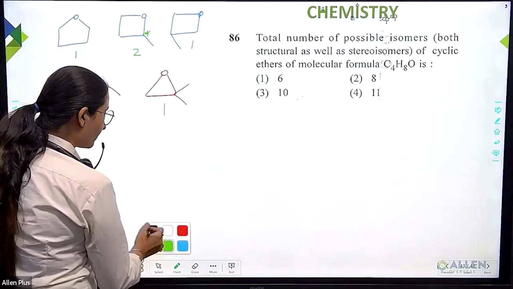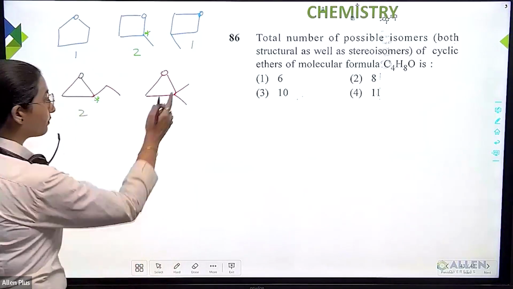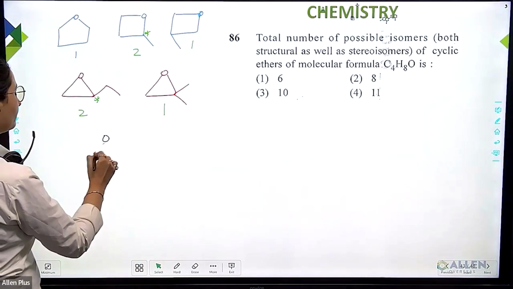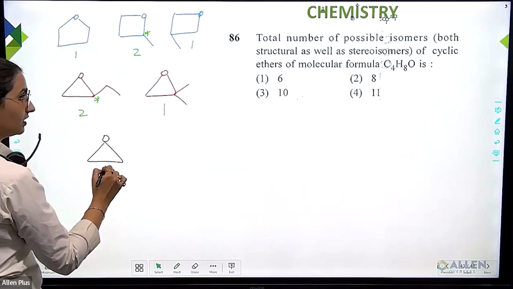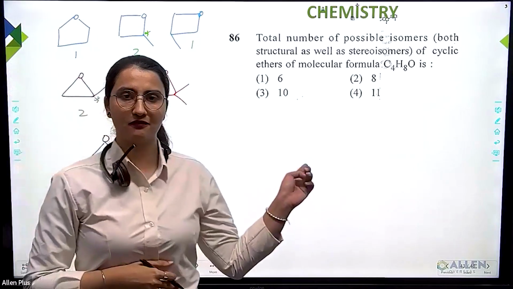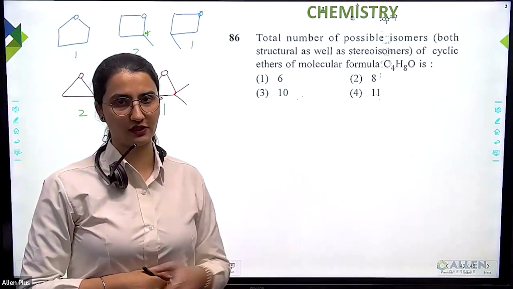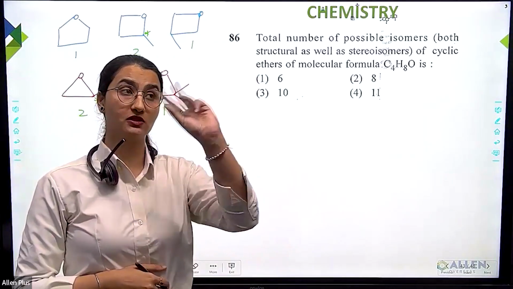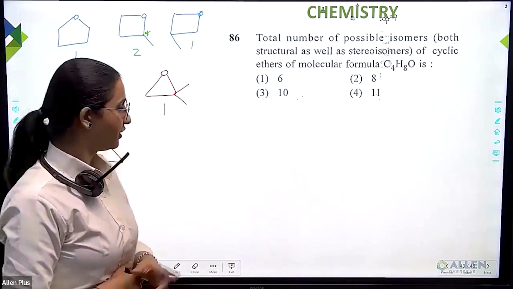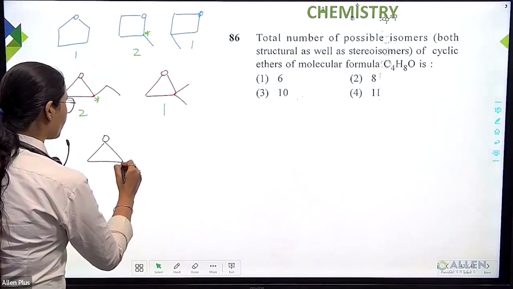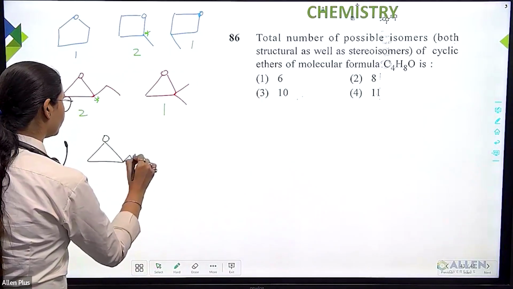Next possibility, students, if I put both methyl groups on different carbons. See. Now, as we discussed in one question today also from stereoisomers, the question where it was asked which shows cis-trans. Now here see, both methyl groups could be on the same side.